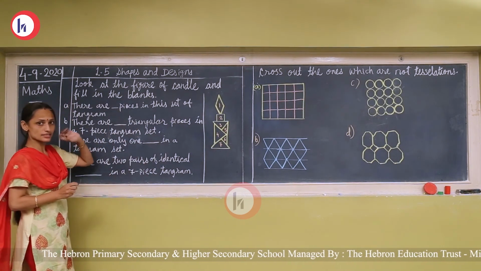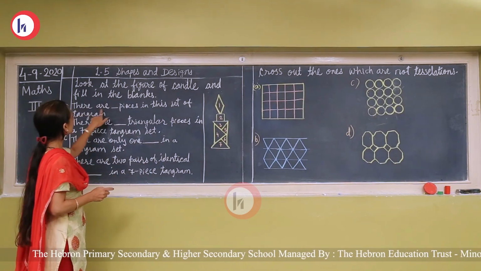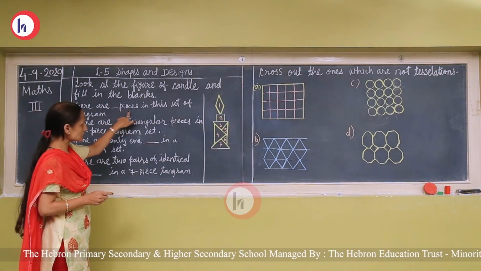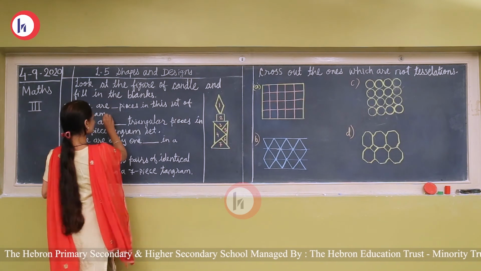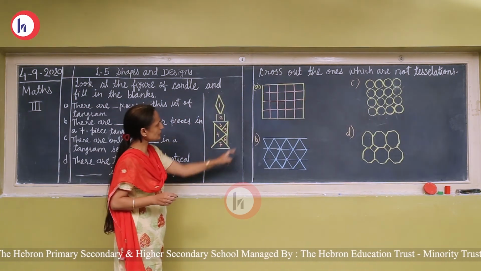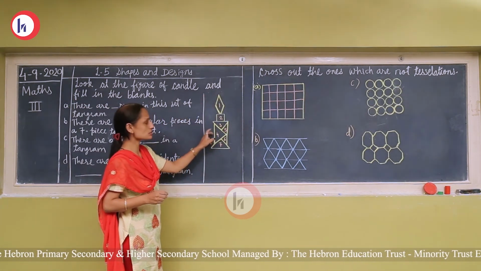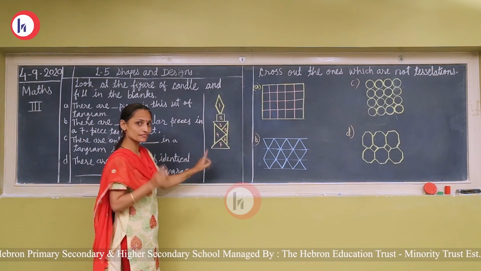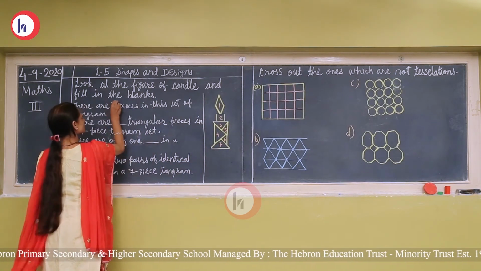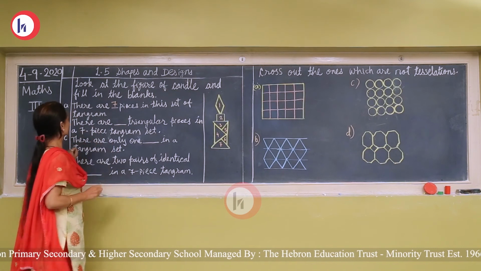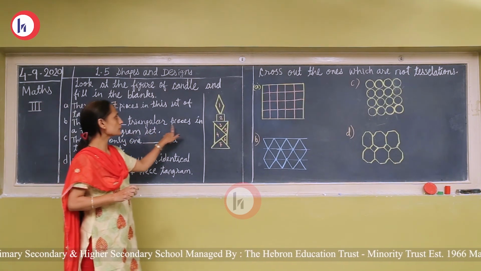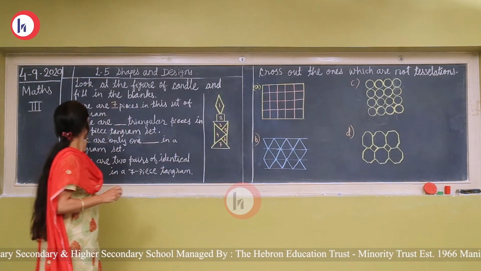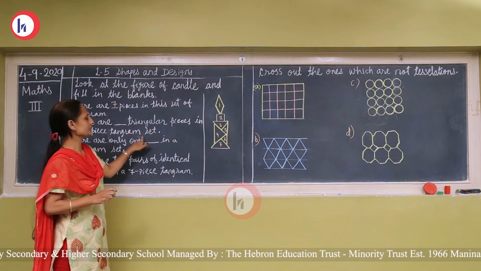Now we will write the answers. 1 number, there are dash pieces in this set of 10 gram. In this set means in this picture, how many pieces have we used? We have used 7 pieces. Means the answer is 7.